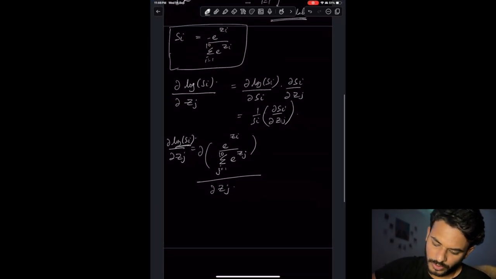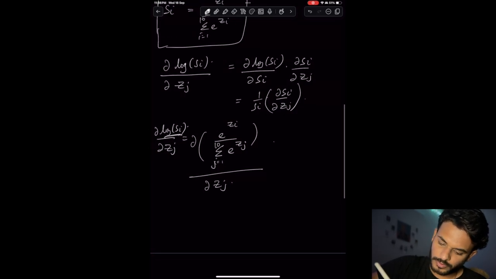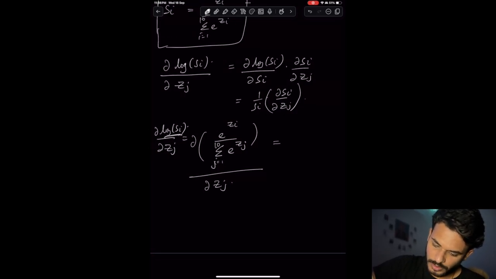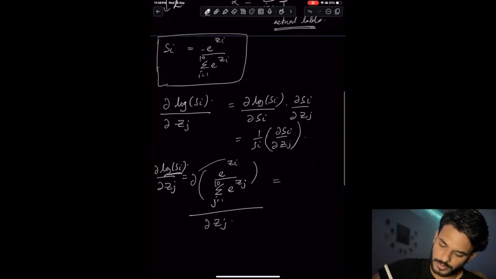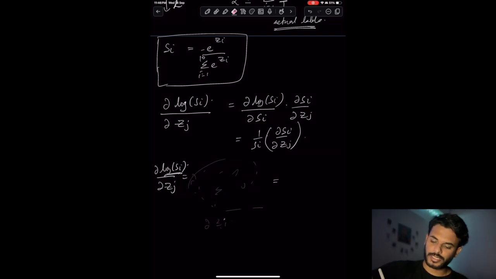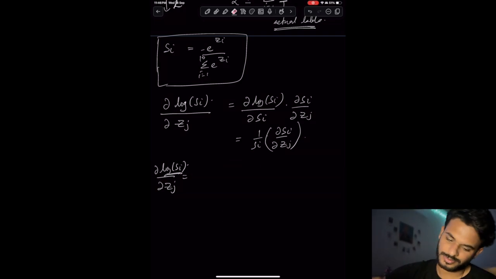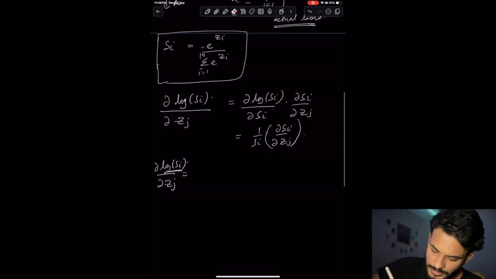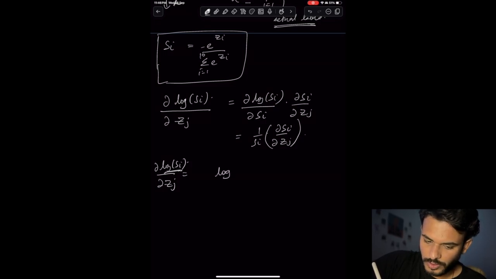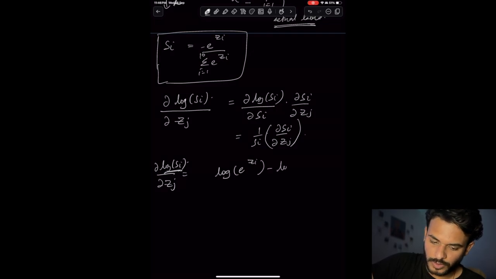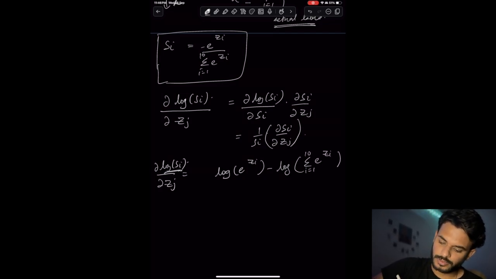So if you apply the logarithmic rule, what will it become? Let me erase this. I'm trying this out for the first time, so I'll also fumble a bit. That's pretty much okay. So log of si is basically log of e raised power zi minus log of summation i equals 1 till 10 e raised power zi. Cool. This is the log of si.